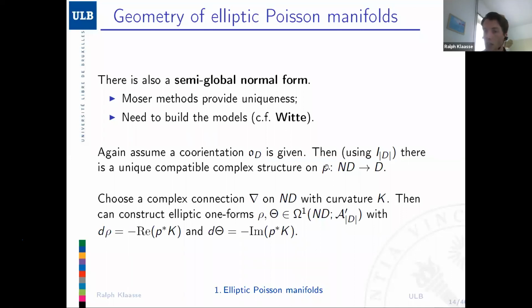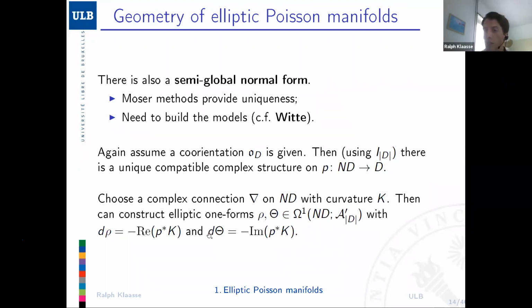So the co-orientation supplies you with a complex structure, and then you can find a complex connection on it, which has some curvature. And this allows you to construct two global objects, which are called rho and theta. They are the global counterparts of the local coordinates d log r and d theta. They're of course not closed, as I'm writing here. Their differentials depend on the curvature of the connection. But once you have these objects, it's straightforward what to do now.